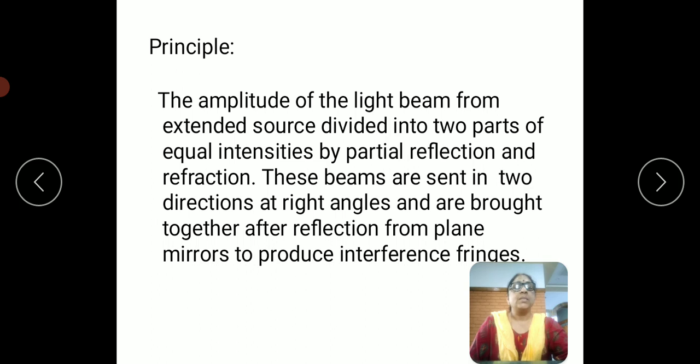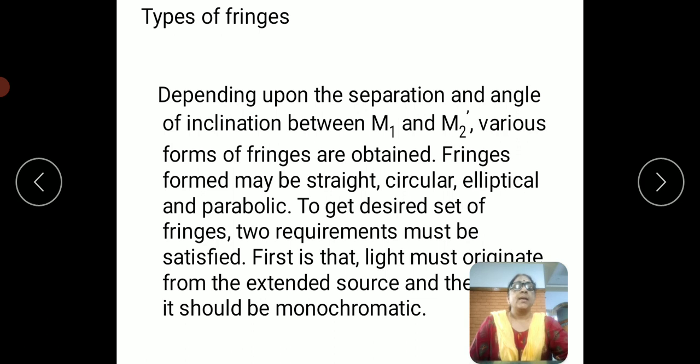The principle of this Michelson experiment is that the amplitude of the light beam from an extended source is divided into two parts of equal intensities by partial reflection and refraction. These beams are sent in two directions at right angles and brought together after reflection from the plane mirrors to produce the interference fringes. Let us study the different types.